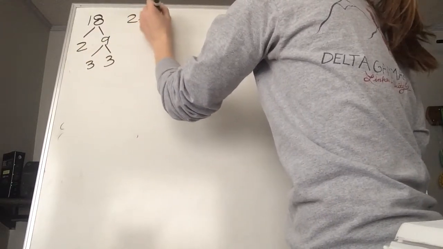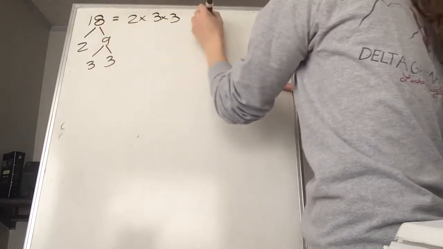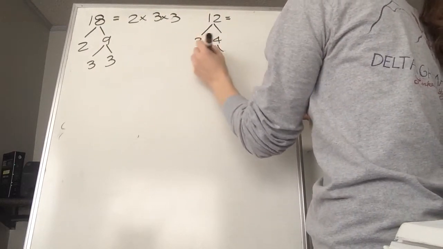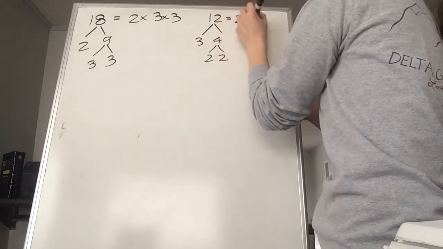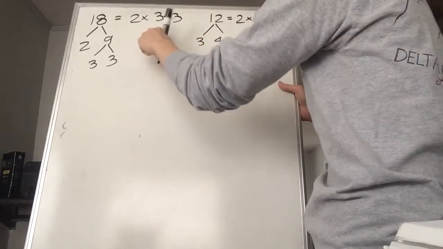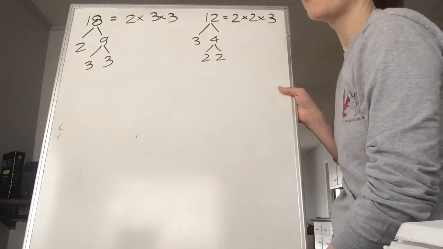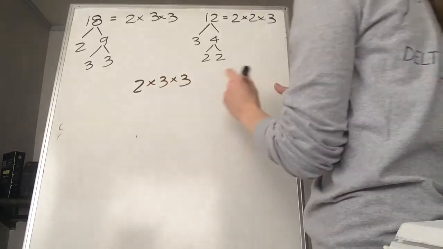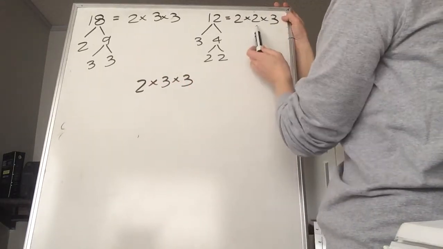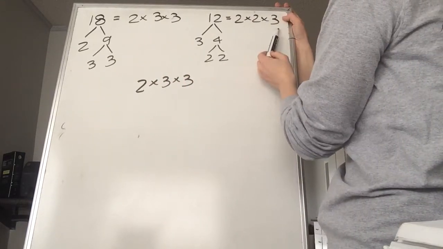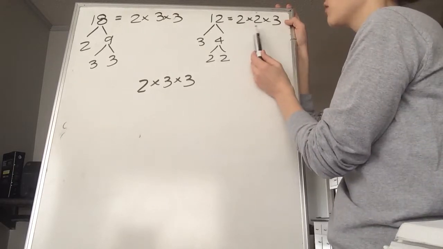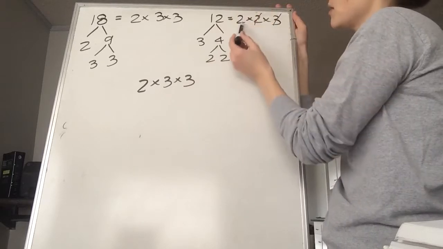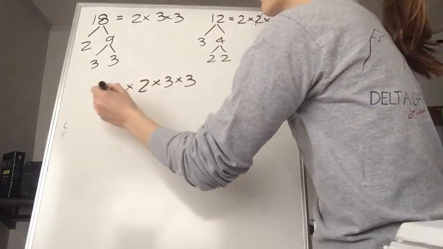So we said 2 times 3 times 3. And then 12 is 3, 4, 2. So 2, 2, 3. Okay, so I like to write down my factors of the larger number first. So 2 times 3 times 3. And then I add whatever's from my factors of my smaller number. So 12. So I have one 3 already in there. And I have one 2 already in there. But I need a second 2. So I'll write that in there.